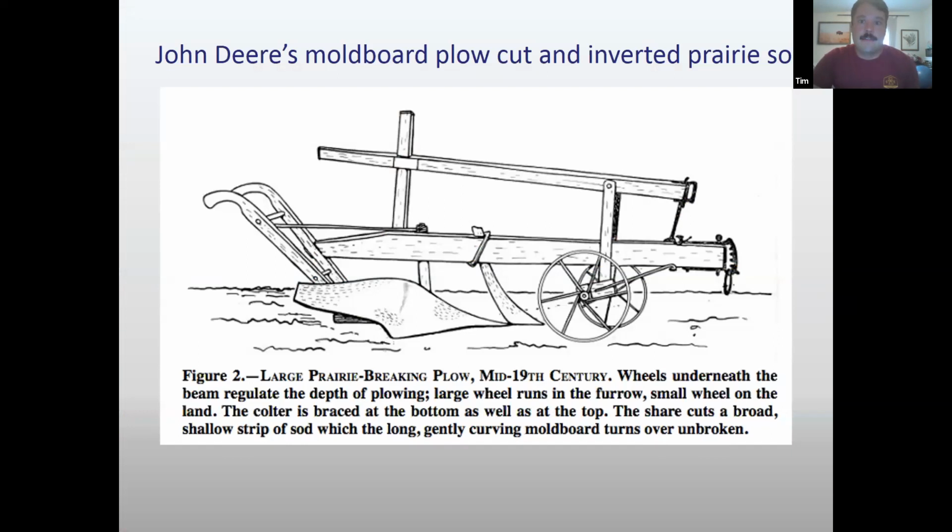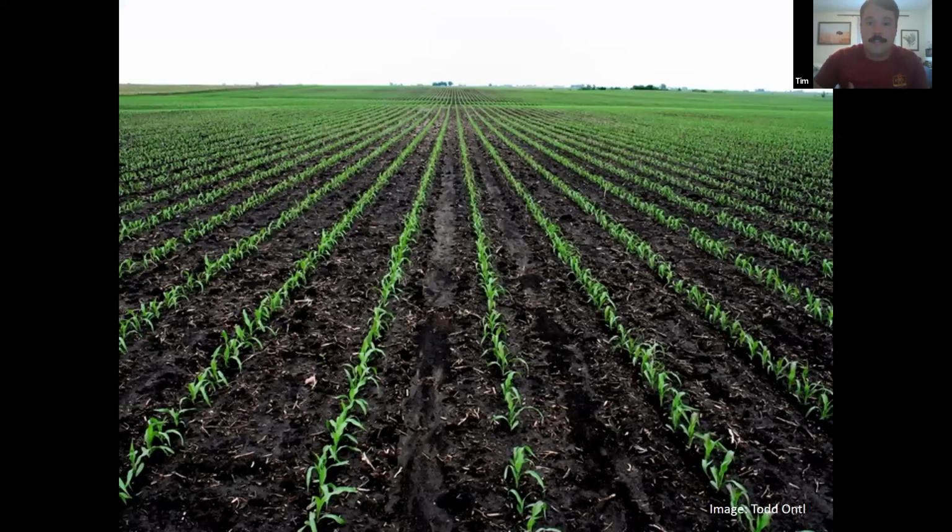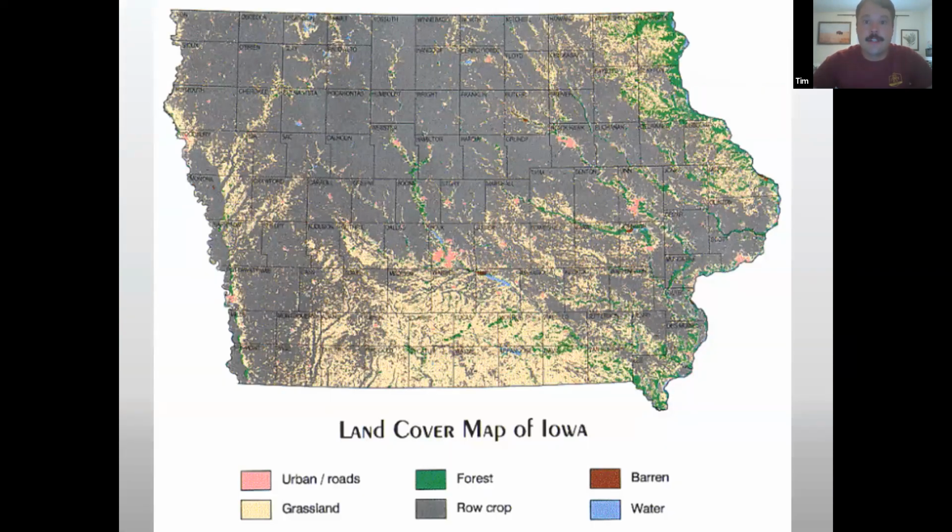But in the mid-19th century, John Deere invented the moldboard plow, and the rest is history. So in just a little over a generation, the majority of that original tallgrass prairie ground cover was converted to row crop agriculture. This is a picture from Boone, Iowa, in central Iowa where I'm at. Flash forward about 150 years of production agriculture, and we have a state that is largely covered with two crops, corn and soybeans. That represents the gray area that covers most of the map.